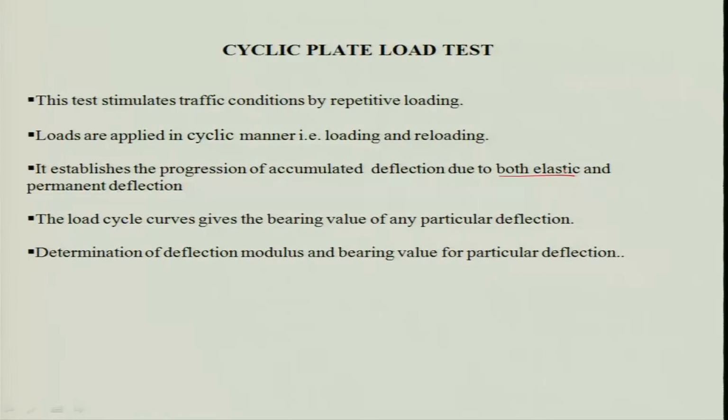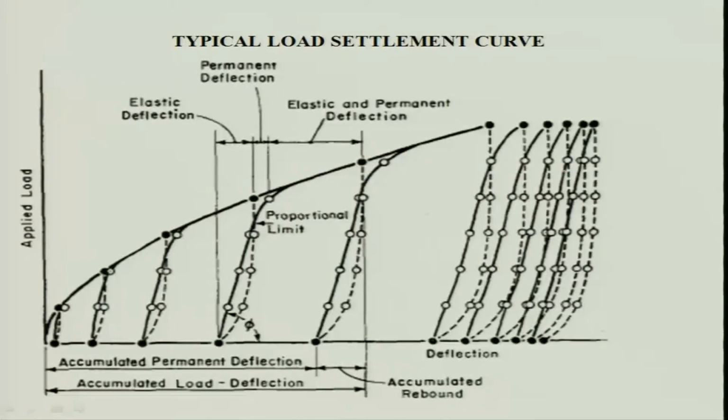Load cycle curves give the bearing value at any particular deflection, and the determination of deflection modulus and bearing value for particular deflections. How the graph looks like: a typical load settlement curve, cyclic, loading, unloading. Look at here. Suppose you are giving 20 ton per meter square or 10 ton per meter square by means of your hydraulic jack, loading, bring it back to 0, then reload it, then again loading, unloading, reload: cycle 1, cycle 2, cycle 3, cycle 4, cycle 5, it will continue.